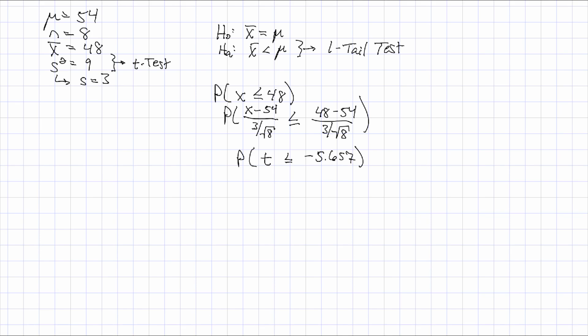Now I don't multiply by 2 because this is a one-tail test. We're looking at only one tail. So at this point, our t observed value is negative 5.657. We would use this to calculate an actual p-value in R.